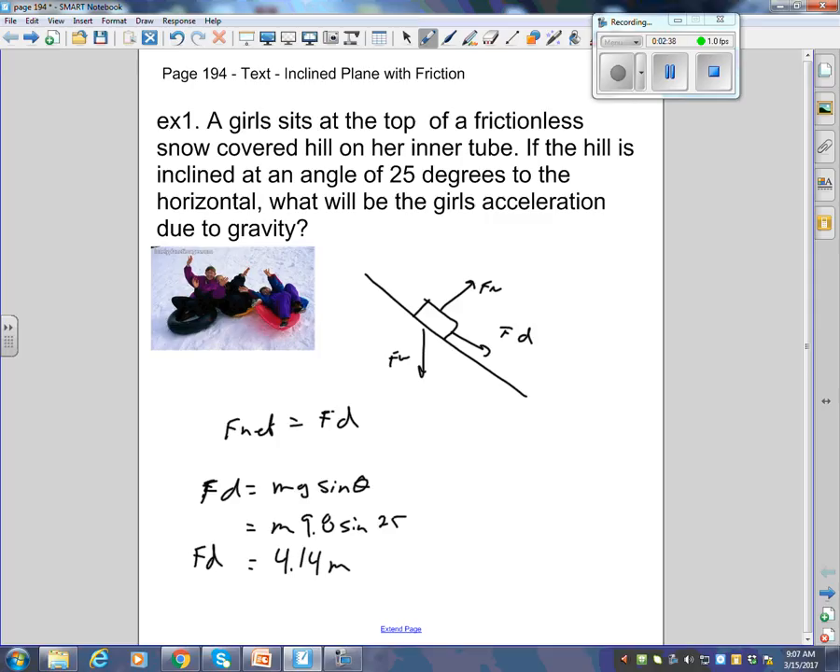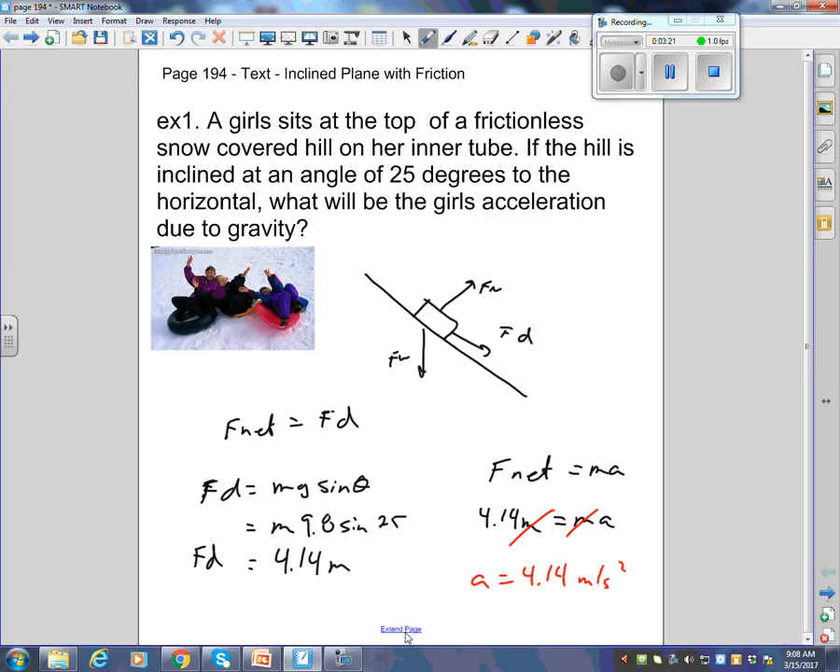And I'm trying to find acceleration, so I'm now going to say F net is equal to ma. So 4.14 m, because my FD and my F net are the same, is equal to ma, and guess what? The m's cancel, and the acceleration is 4.14 meters per second squared. Connor is right. The mass doesn't matter. Does that make sense? Yeah? Good.